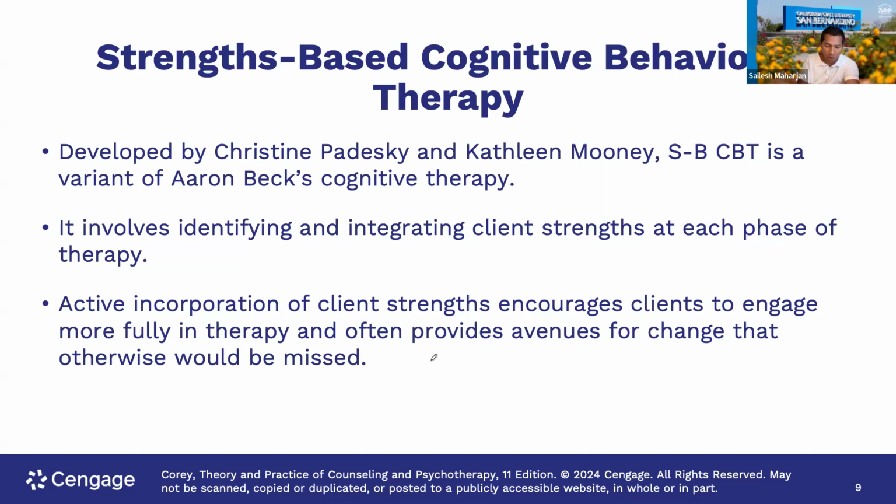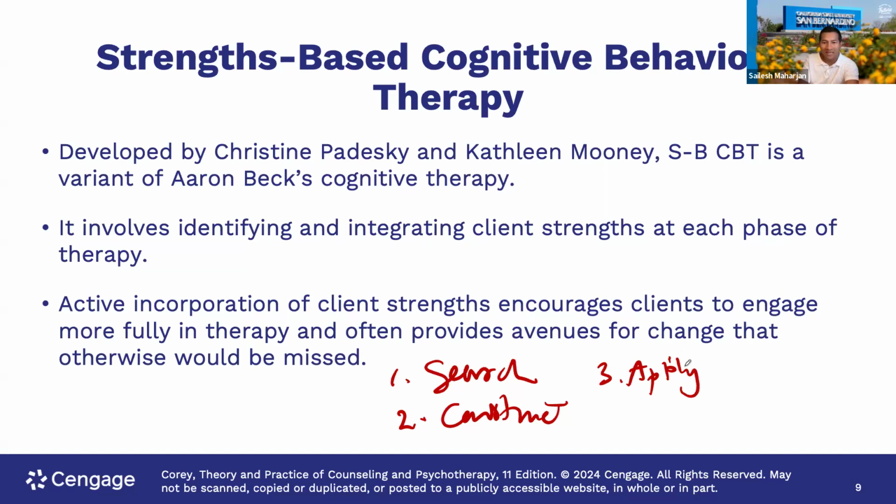So, what do we do? Search, right? Actively look for client strengths and areas of life that are going well. Number two, construct. Use those strengths as a model for how the client would like to be in difficult areas. Apply. Test how the identified strengths can be applied to changing situations. And practice. Rehearse the new strength-based way of being until it becomes habitual.